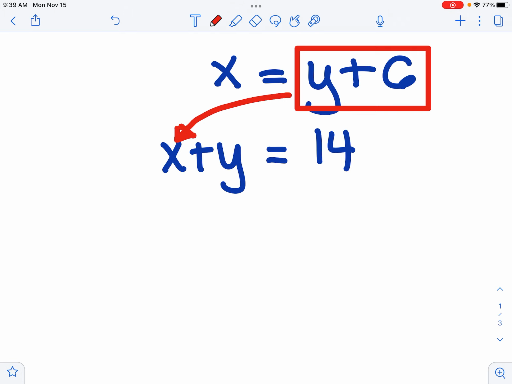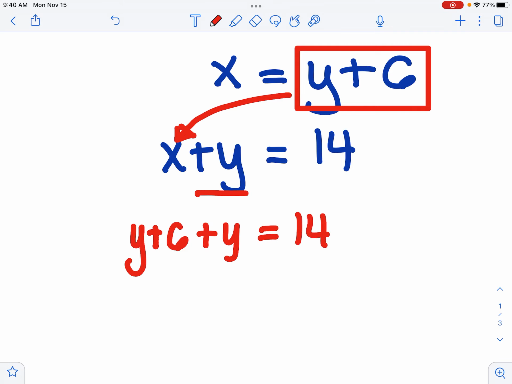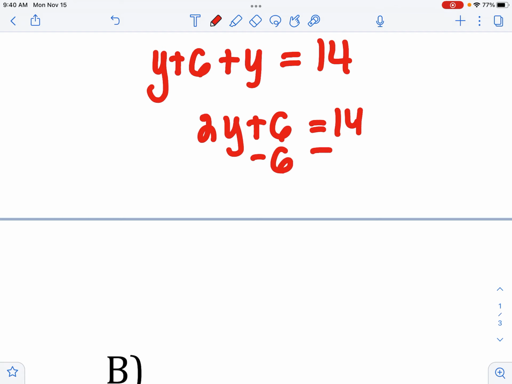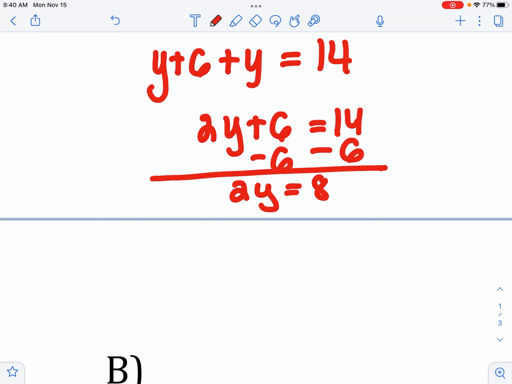We see it in this equation. So what we're going to do is, instead of writing x right here, we are going to write y plus 6. So I have y plus 6 instead of this x right here. And then plus y, that's this plus y right here, equals 14. Now, if you look at that equation, you can solve it. Combine like terms, you have a y and a y, which is 2y, plus 6 equals 14. Subtract 6 from both sides. That's 2y is equal to 8. And then divide by 2, and we get y is equal to 4.